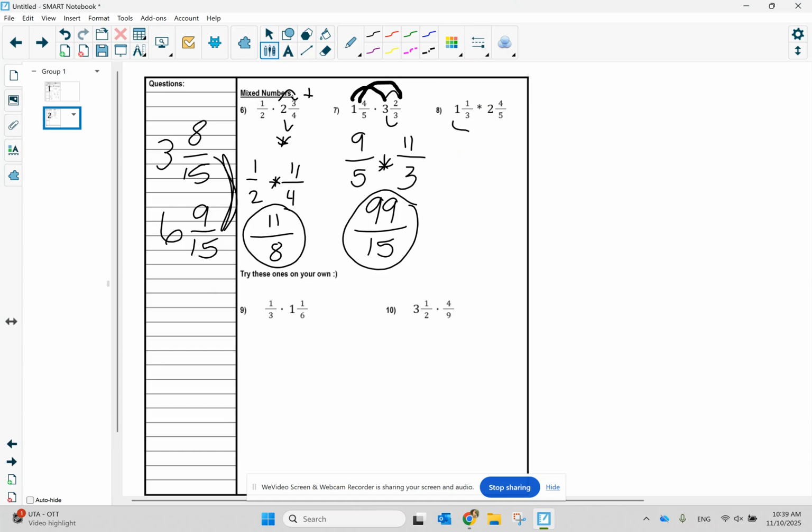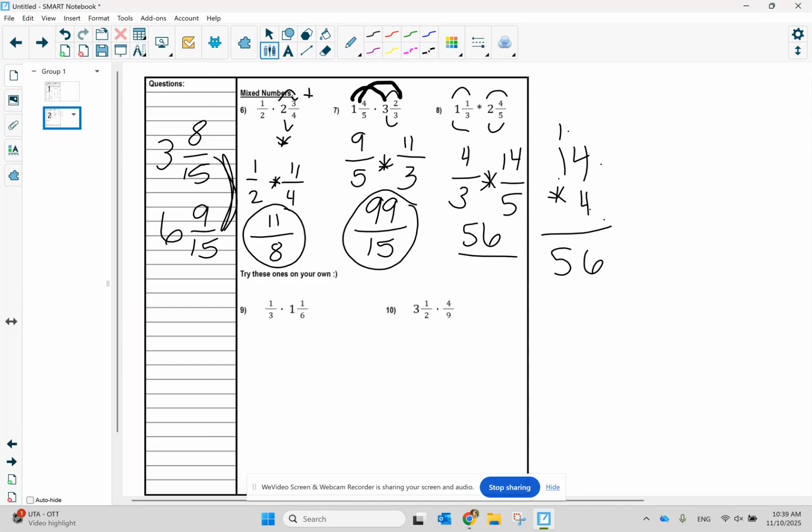Okay, make this fraction improper. 3 times 1 is 3, plus 1 is 4. So this would be equal to 4/3. 2 times 5 is 10, plus 4 is 14/5. Multiply across. 14 times 4, if we're not sure what that is, we just stack them and multiply. 4 times 4 is 16. 4 times 1 is 4, plus 1, 5. So that'd give us 56. On the bottom, 3 times 5, 15. I'd like you to pause the video, try these last two on your own, and then resume the video to check.